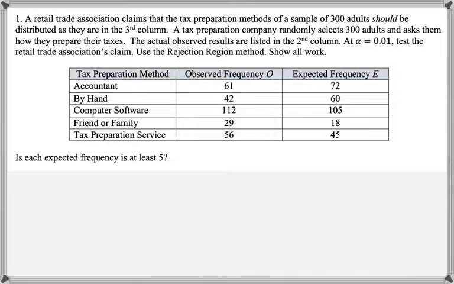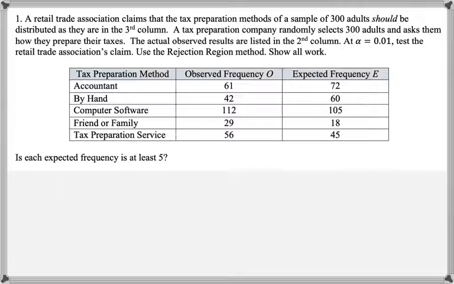A retail trade association claims that the tax preparation methods of a sample of 300 adults should be distributed as they are in the third column. So that's what's expected to happen. Now, a tax preparation company randomly selects 300 adults and asks them how they prepare their taxes. So the actual observed results are listed in the second column. At alpha equal to 0.01, test the Retail Trade Association's claim. Use the rejection region method and show all work.